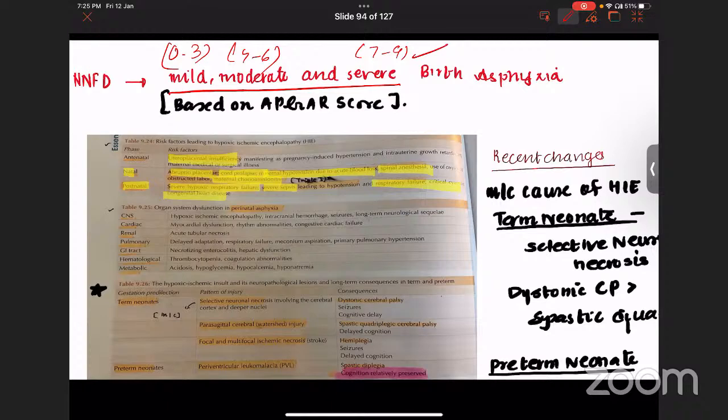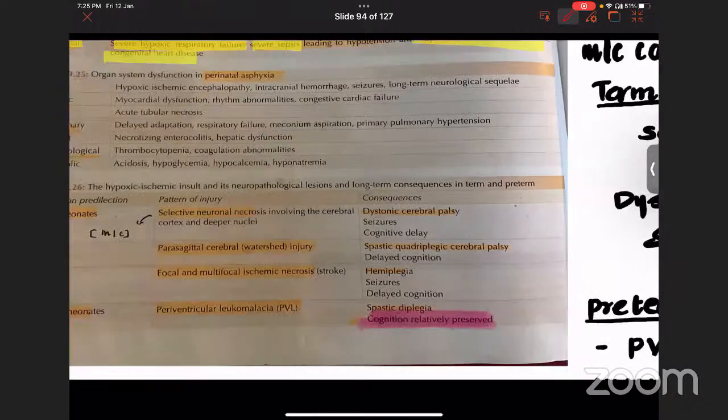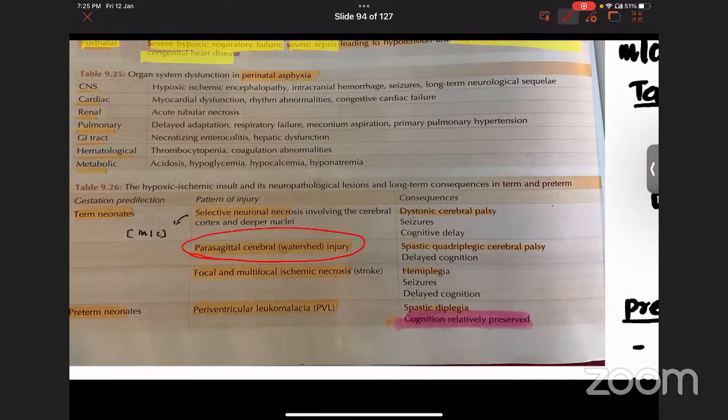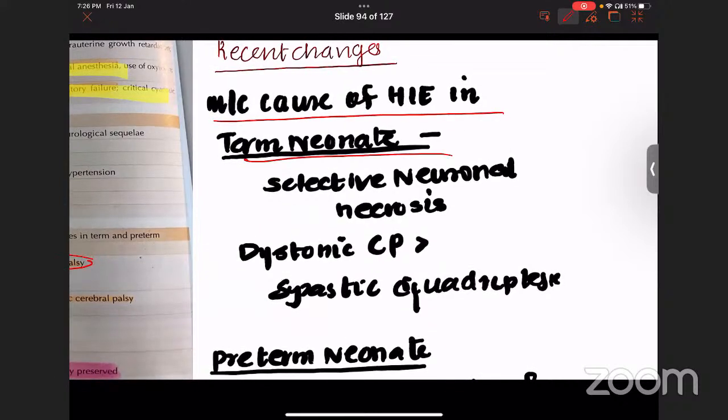Initially, in the case of a term baby, it was said that parasagittal cerebral watershed injury is the most common cause of HIE in the term neonate. But as per recent articles published in various international and national journals and in the OPGI 10th edition, they are now saying it is not parasagittal watershed area injury. It is actually selective neuronal necrosis that involves your cerebral cortex and deeper nuclei, leading to dystonic cerebral palsy, and it is the most common cause of HIE in the term neonate. So you will be asked this question because it's a recent change.